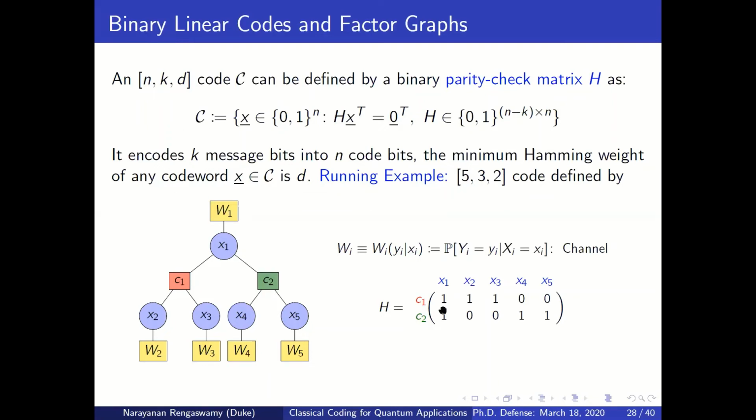So what does the first row impose? It says that the first bit plus second bit plus third bit should be 0 modulo 2. And a graphical way to represent that is to put a check node or factor node called C1, which is the first row.